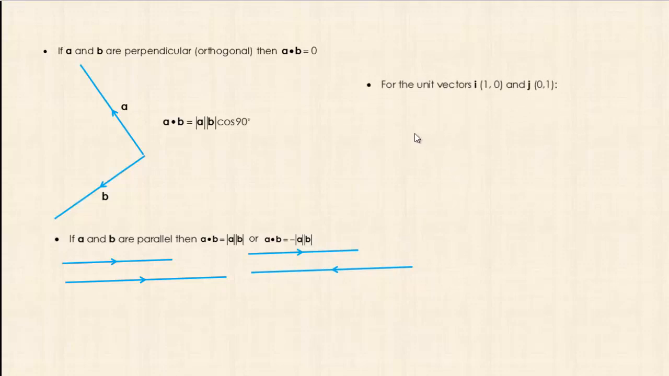The angle between these vectors is 180 degrees, and the cosine of 180 degrees is negative 1. A very important implication is that for the unit vectors i, which we know is (1, 0), and j, which we know is (0, 1), i dot j is equal to 0. Remember, those are perpendicular vectors. And i dot i is equal to j dot j is equal to 1. Remember, i and j have a modulus or magnitude of 1, and the angle between them is 0.